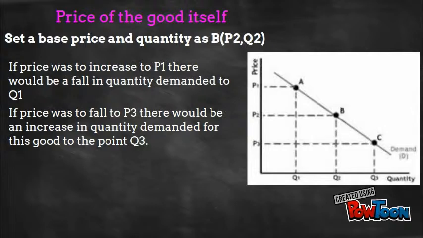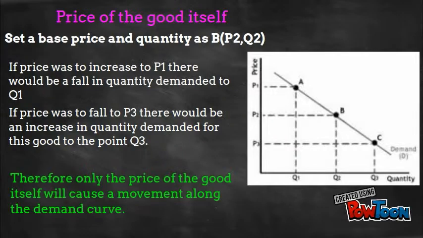Similarly, if price was to fall to P3, then there will be an increase in quantity demanded for this good. It will go to the point Q3. So that will be a movement along the demand curve as well, from point B to C. So therefore, only the price of the good itself will cause a movement along the demand curve.